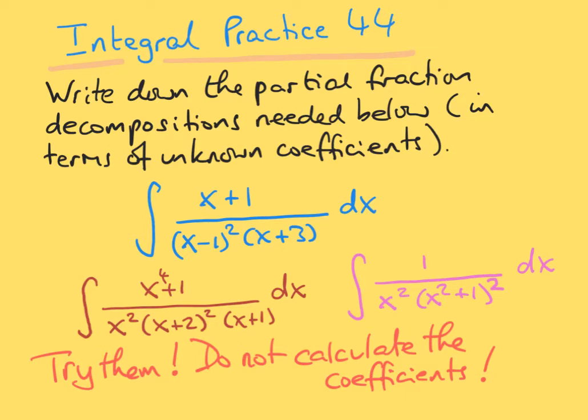That's the starting point. So how would you write this down? How would you write this down? And how would you write this down? Think about it, write down what you believe it to be in terms of unknown coefficients, and then come back and we can discuss the answers. So see you in a few minutes.